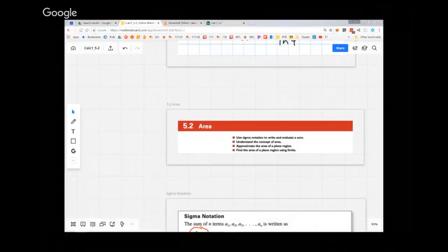So last time we did this reverse derivative process called antiderivatives, and you had a relatively short assignment. Are there any questions on the assignment, on any of the problems from lesson 5.1? Number 9, okay?